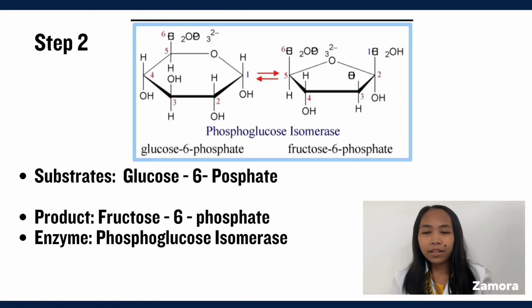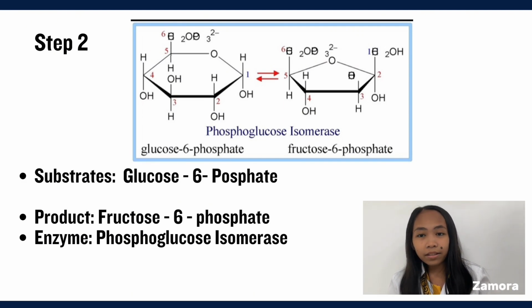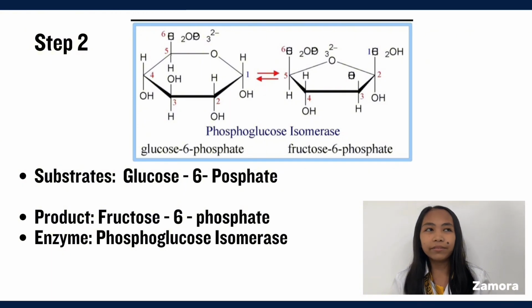Step 2 in glycolysis. In this step, the enzyme that catalyzes is phosphoglucose isomerase, which acts on glucose 6-phosphate and produces fructose 6-phosphate. So, this step promotes an isomerization or rearrangement reaction, and this step is reversible.